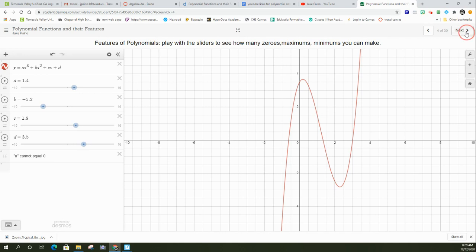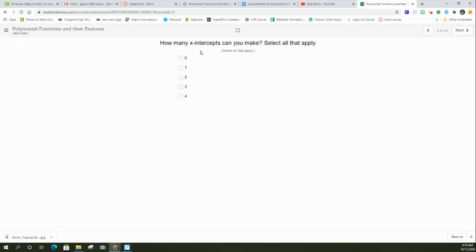So take a look. How many x-intercepts? Could I make 0? That was impossible. It has to have at least 1 because the range is all real numbers. I can make it have 2 if one of the turns hits it and one of the endpoints, and then 3 was the most. Again, the exponent was 3, so 3 was the most.